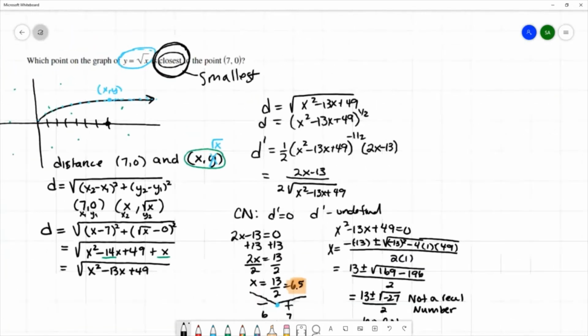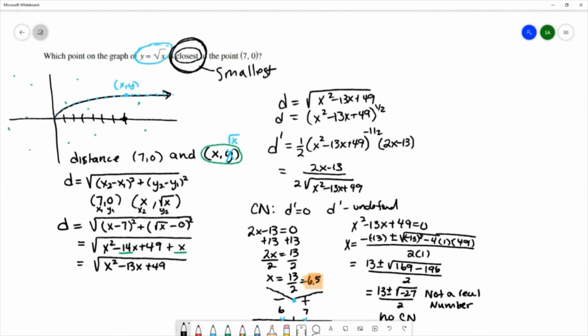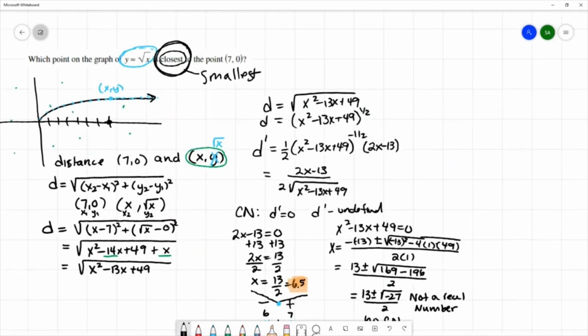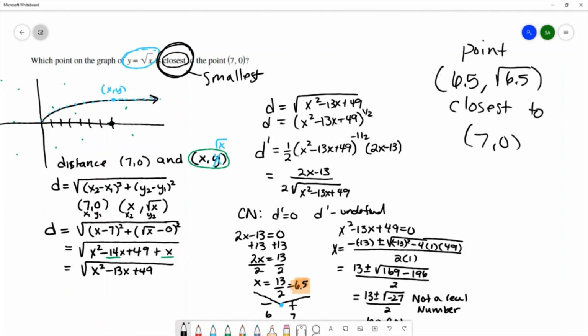So let's go back and read the problem. Which point on the graph? So I need not just the x-coordinate, but the y-coordinate as well. So that's going to be the ordered pair 6.5 and the square root of 6.5. And this is the point that is closest to the point (7, 0) and also on the graph of y equals square root of x.